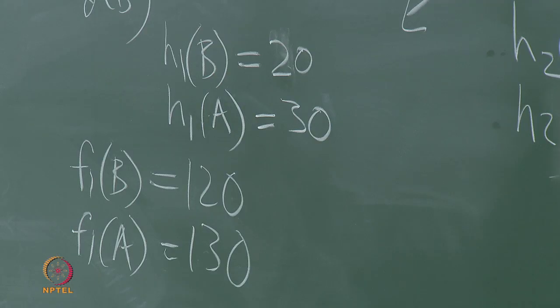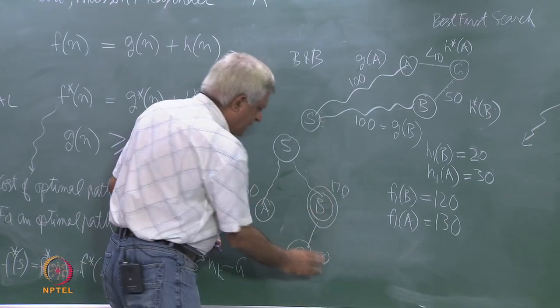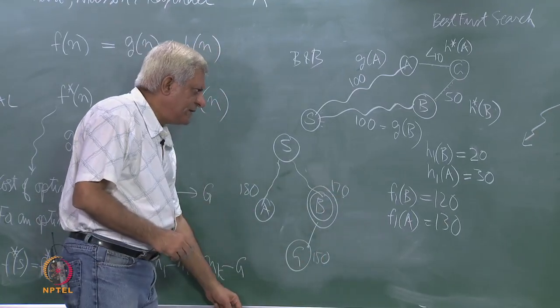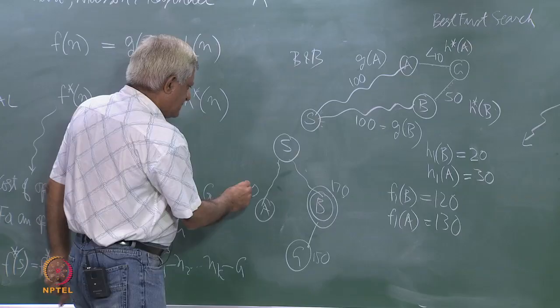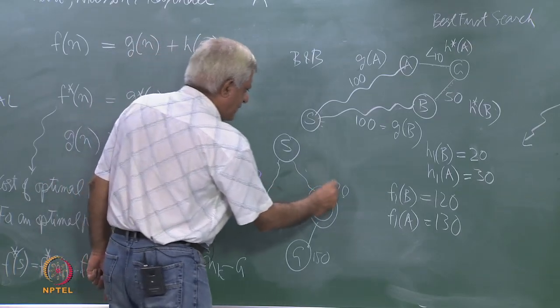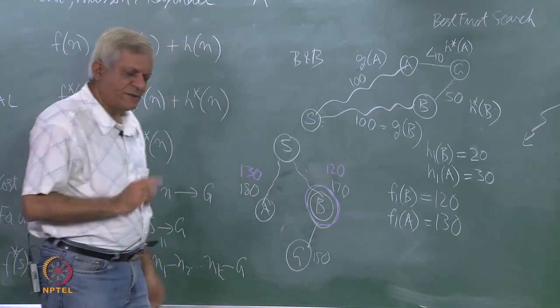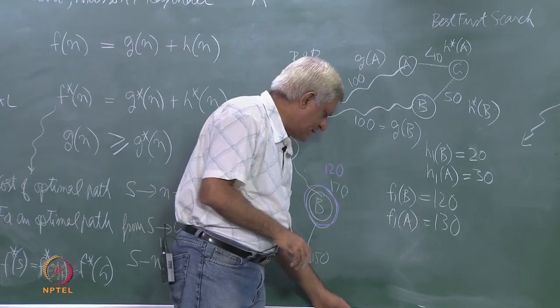This algorithm, so originally this was 180, this was 170 and this became 150. With this new algorithm f1, this is 130 and this is 120. So, again this algorithm will explore B first, but what will happen now?